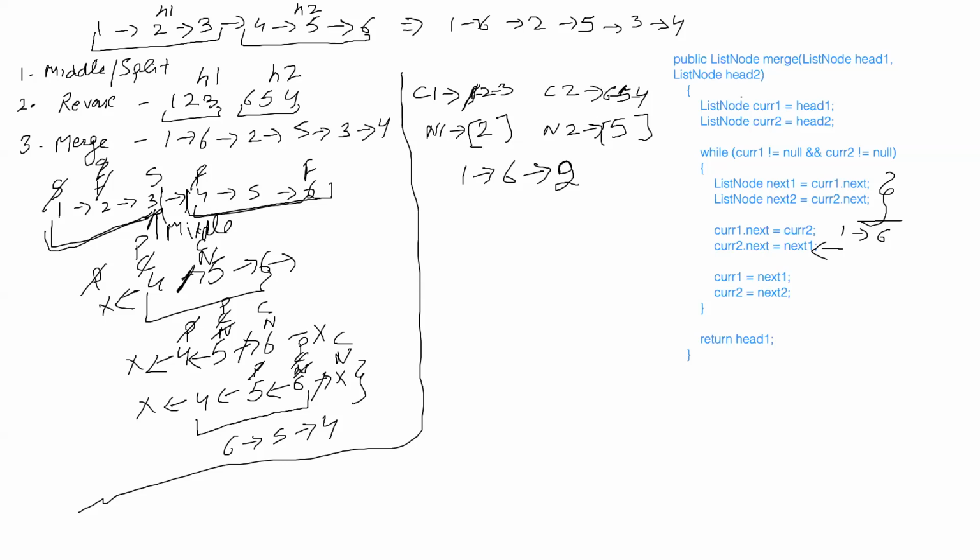Same way, cur2 will start pointing to 5, because we are saying cur1 equal to next one, cur2 equal to next two. So in the first part, we got this result 1, 6, 2, and this is how the pointers look. In the next pass, again we will update our next one and next two, which is cur1.next, cur2.next. Cur1 is 2, 2's next is 3, so our n1 becomes 3. And n2 will become 4.